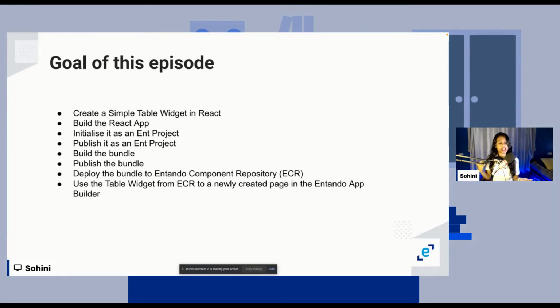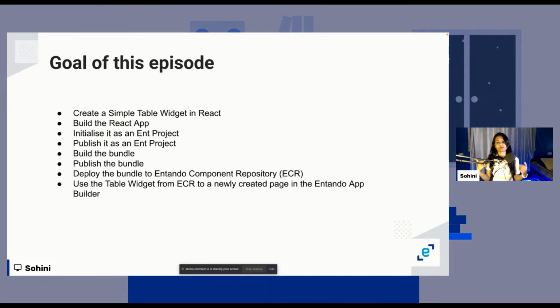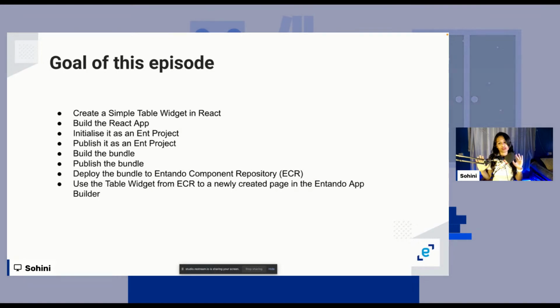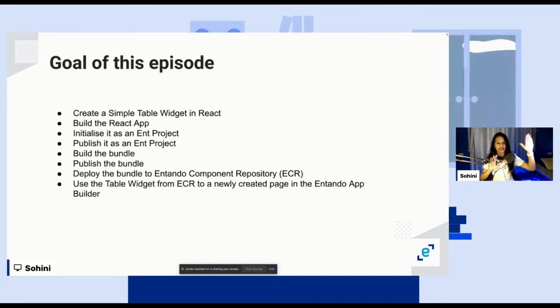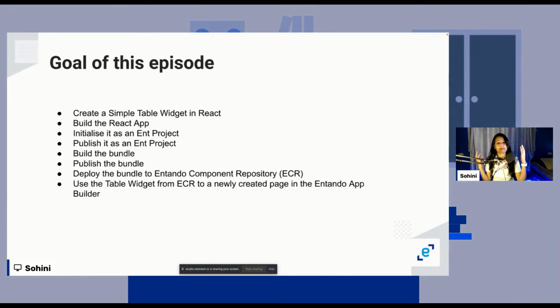Then we're gonna initialize it as an NPM project, and we're gonna publish it as an NPM project, and we're gonna build the bundle, and then we're gonna publish the bundle, and then we're gonna deploy the bundle to the Entando component repository, which I will definitely show you. Everything's gonna be over the screen, so it's gonna be fun. And then finally, we're going to use that particular table widget from that ECR, from Entando component repository, on a newly created page in the Entando app builder.